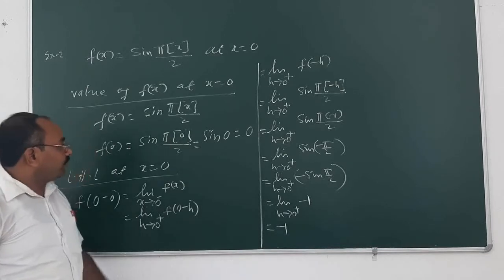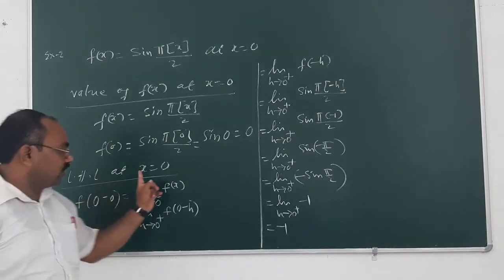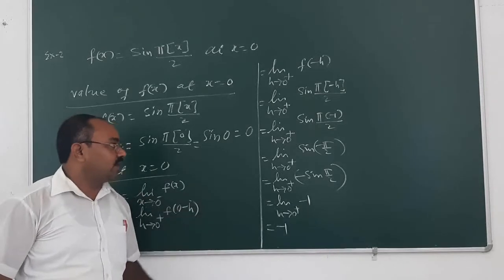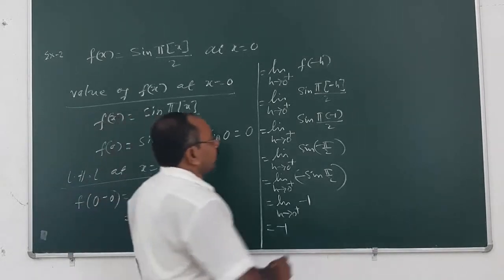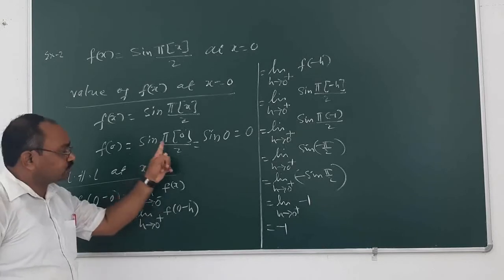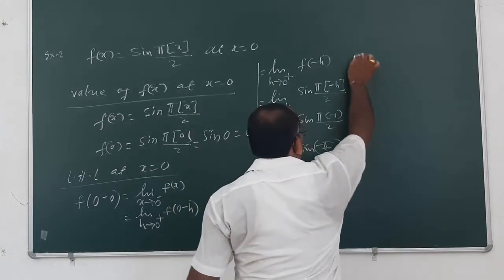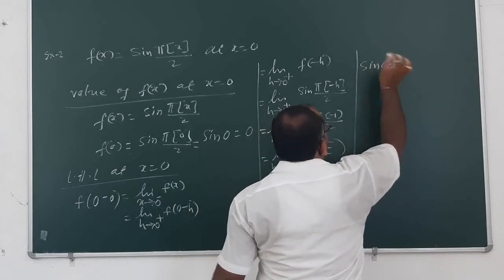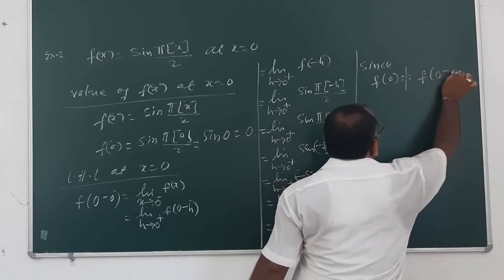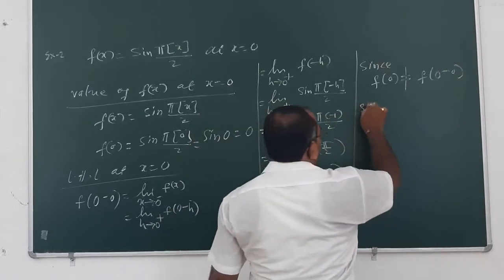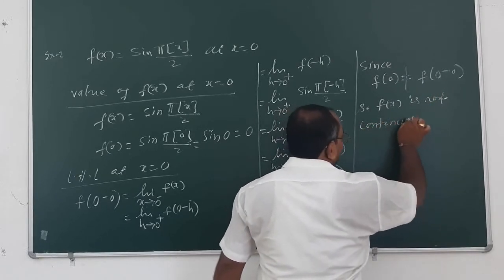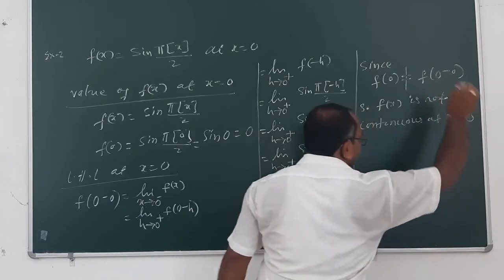Now look here, the functional value is not equal to LHL, so the function is discontinuous. That means the function is not continuous at x equal to 0. Now you may find RHL, but it is not necessary to find RHL because these two are not equal. So write: since f of 0 is not equal to f of 0 minus 0, f(x) is not continuous at x equal to 0.